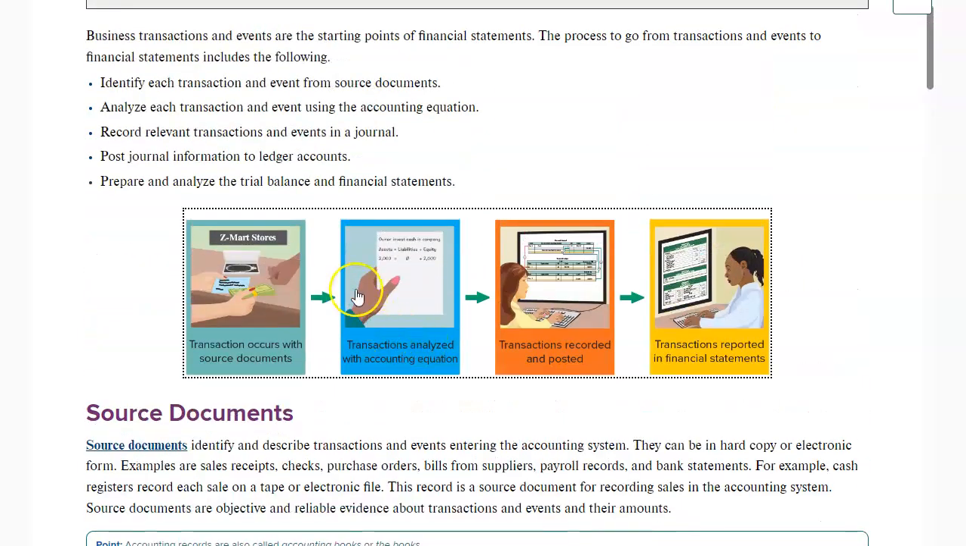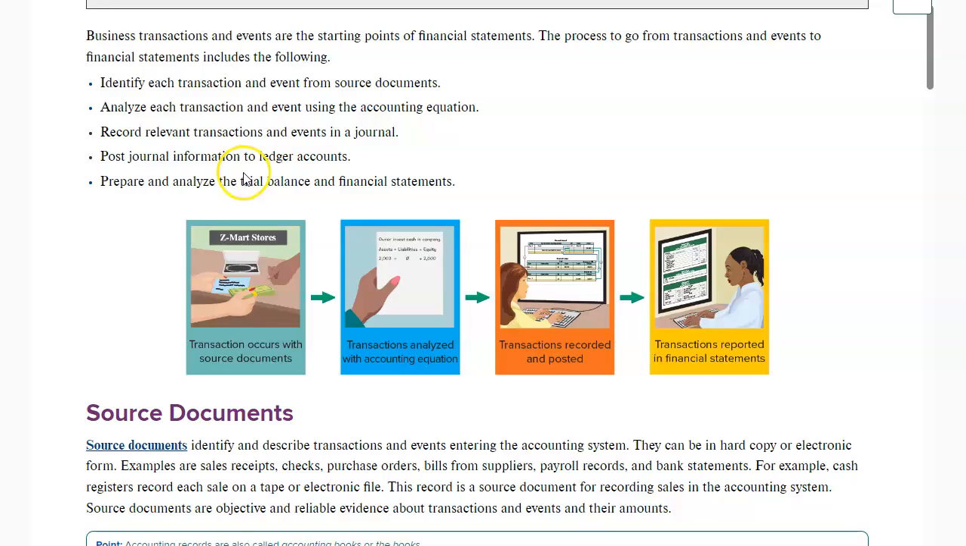And then we record the transaction in something called a journal. You'll be using the general journal a lot this semester, but there are other journals, some special journals that may be for recording sales or recording payroll transactions. So you have special journals to make that easier. And then we post the information from the journals to the ledger. We post them to the ledger account.